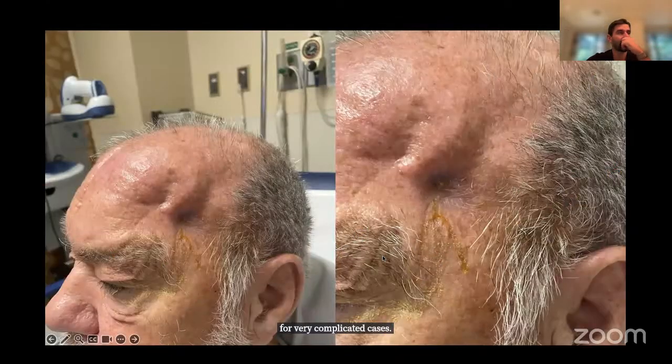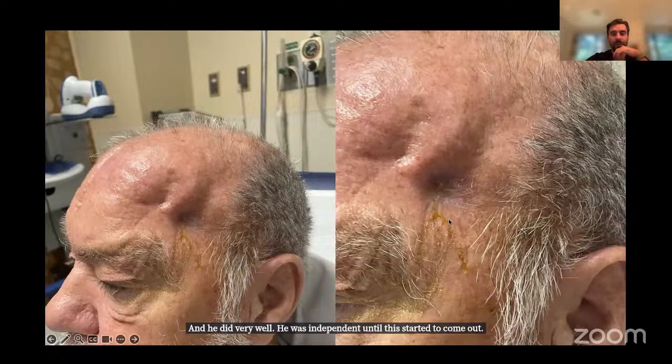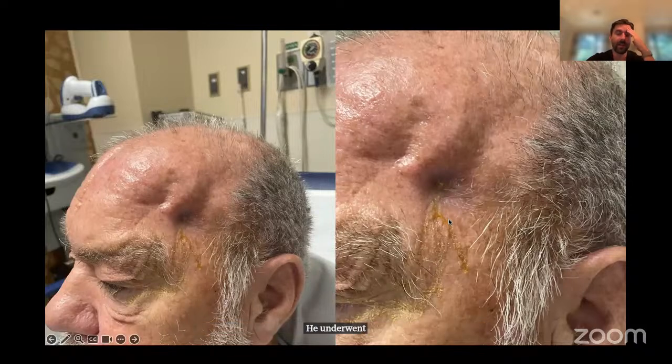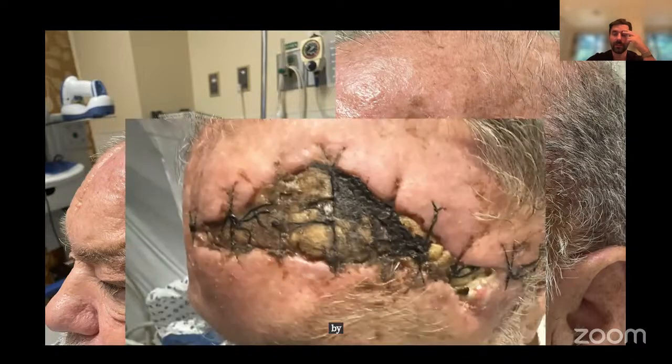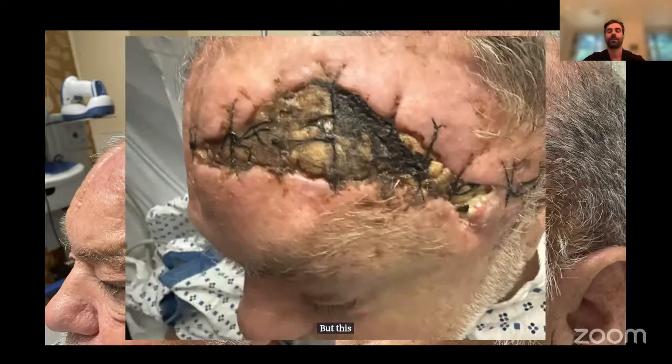And I want to show you an example. This patient went to an outside institution with his left temporal fistula. This guy had a TBI with a cranioplasty in the 70s, and he did very well. He was independent until this started to come out. He underwent multiple attempts at an outside hospital by great surgeons, but this is what happened next. And this is when they called us to try to help him.